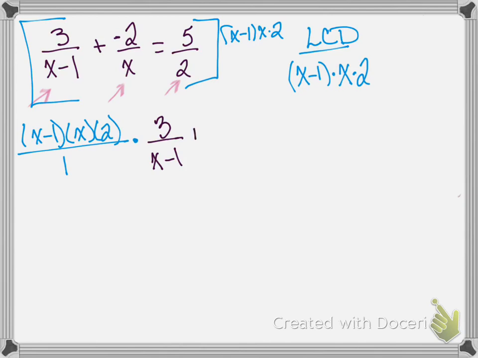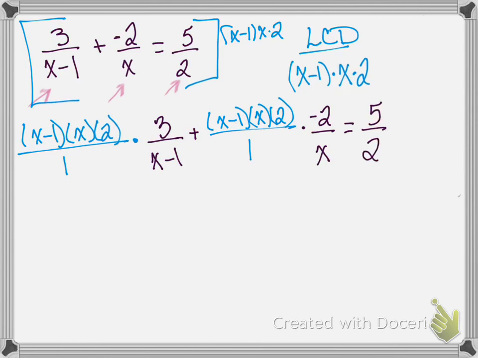Okay? So then I am going to multiply x minus 1 times x times 2 over 1. I'm going to multiply that times negative 2 over x. Okay, and then I've got to do that one more time. So I am multiplying my LCD by every single term in my problem.